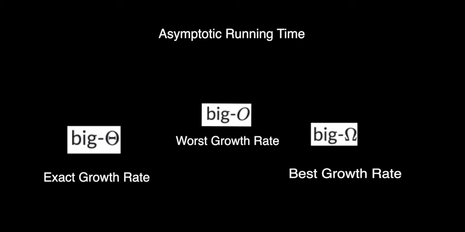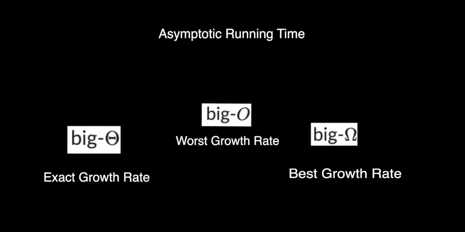In order to understand what asymptotic runtime is, I'm going to explain 3 asymptotic runtimes and the difference between them. First, we have big O notation, which calculates the worst growth rate for your solution or algorithm. Big omega calculates the best growth rate for your algorithm, and theta tries to calculate the exact growth rate. And I'm not sure if it can get it right.